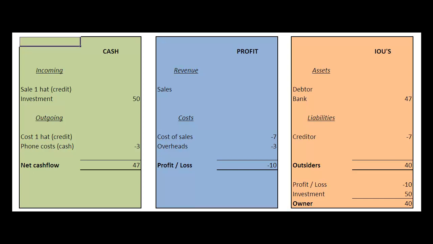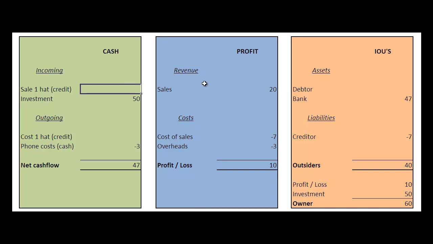Now we're in a position of actually selling a hat. The first hat has actually been sold to a customer for £20. This is good news. We now have a profit figure of £10 after we deduct our cost of sales, the cost of the hat, and the overheads of £3. We're left with a profit of £10, which is good news. The cash has remained the same because the hat was actually sold on credit, so there isn't a figure as yet for cash from the hat sale, but there will be in the future.